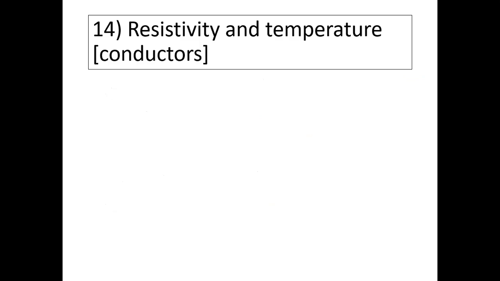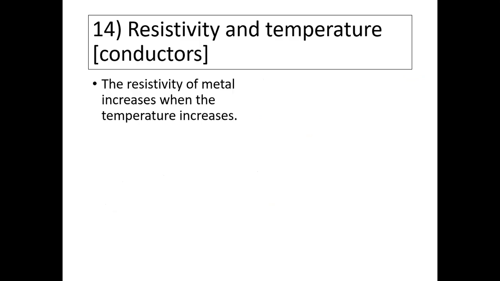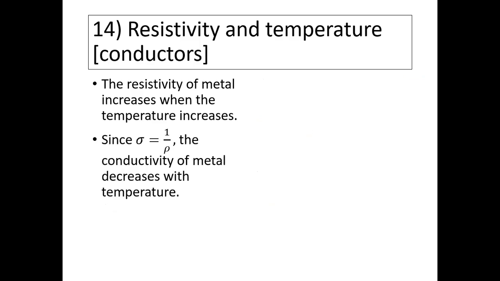Resistivity and temperature of conductors. Resistivity of metal increases if temperature increases. Right? When the temperature rises, the resistance rises, or the resistivity increases, same thing. Whereas conductivity is 1 over resistivity. Conductivity of metal decreases with temperature.